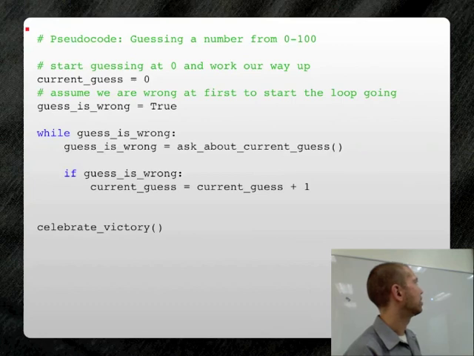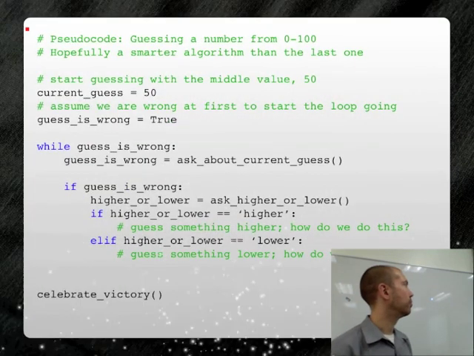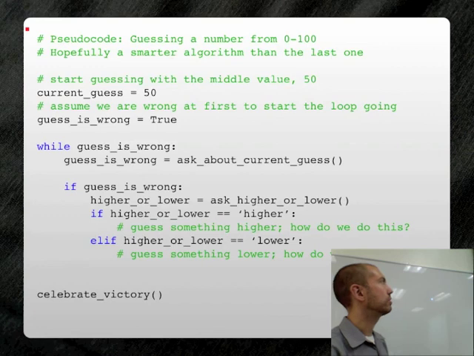And we say, well, as long as our guess is wrong, ask about the current guess again. And if it's still wrong, add 1, right? That logic makes sense to everybody? So some new pseudocode for doing this a little bit smarter, we can make this a little bit more sophisticated, right? So we could say, let's not start at 0, let's start at 50, right?